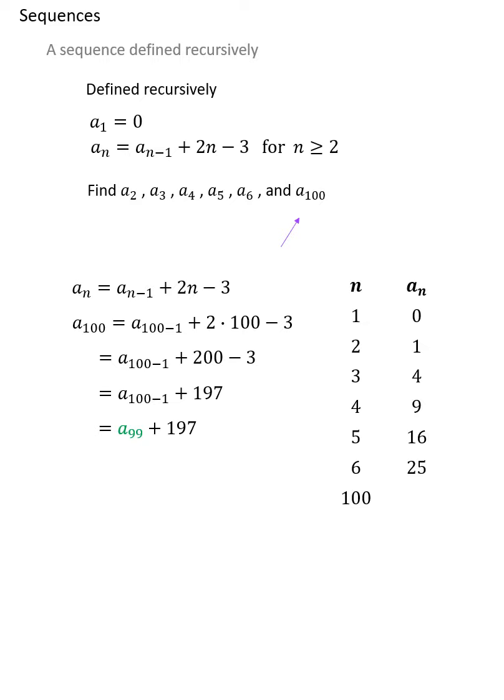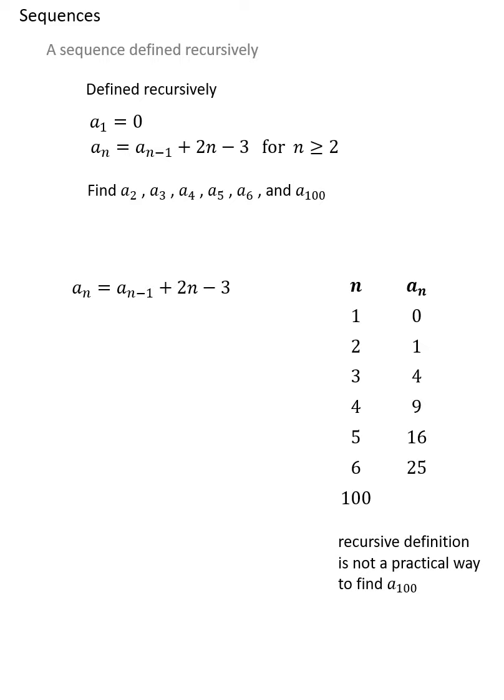In order to find the 100th term this way, I would need to know the 99th term. But we don't know the 99th term. We only know up through the 6th term. I could find the 99th term, but wouldn't you imagine I would need to know the 98th term first to know that? And so it turns out, since we don't know A99, a recursive definition is not a very practical way to find the 100th term. So we'll stop at the 6th for now. Now what I'd like to do next is, instead of looking for a recursive definition of this sequence, look for something else.